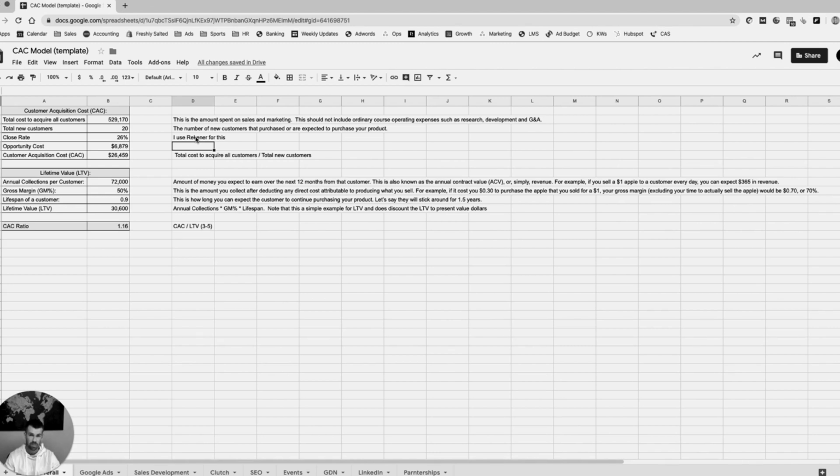I highly recommend it. Then you have your opportunity cost. So what I did, and this is something that was different than what they had built and what I put together, is you can take your close rate, so total new customers, close rate, and that gives you your opportunity cost, aka cost per pitch, cost per demo, cost per proposal.